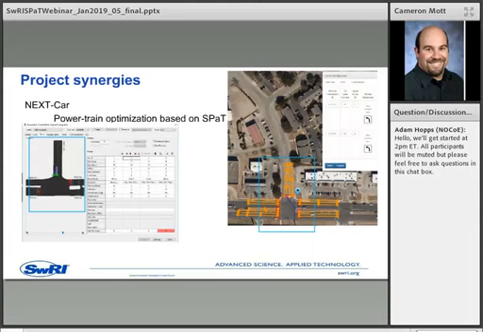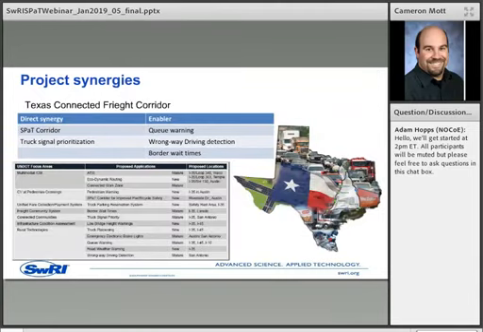One of those is the NEXTCAR effort, where we're focusing on being able to do powertrain optimization based on SPaT and also with MAP. So by utilizing that SPaT and MAP data, the vehicle's powertrain can be prepared for the upcoming intersection and in effect using less energy. We are utilizing a simulation environment called TransModeler and some ground truth data that we've collected from a corridor in Dallas to be able to realize this challenge. We've got about a year and a half left. We're expecting a 20% improvement on top of the already incredible efficiency of the 54 mile per gallon hybrid that we're targeting for this effort.